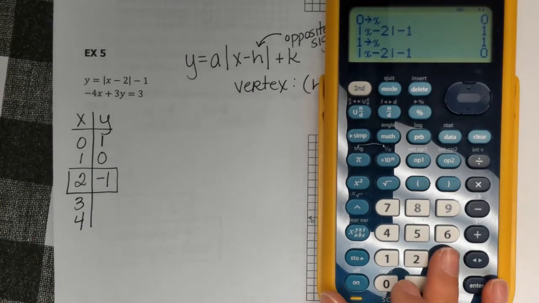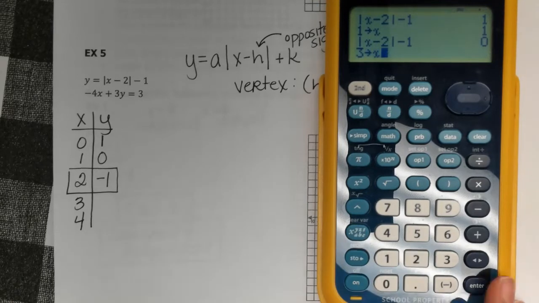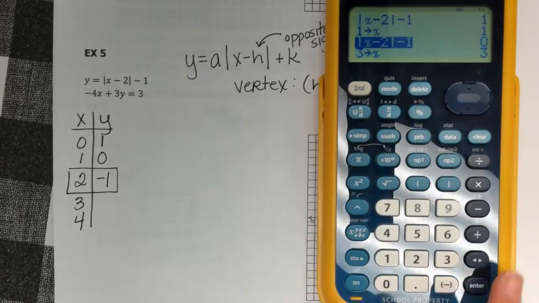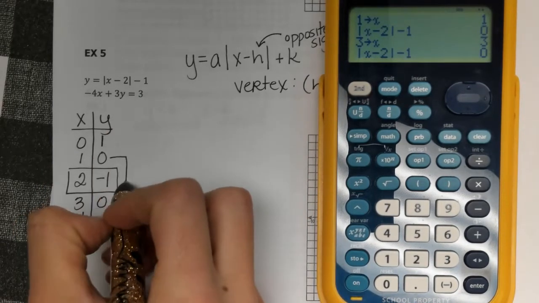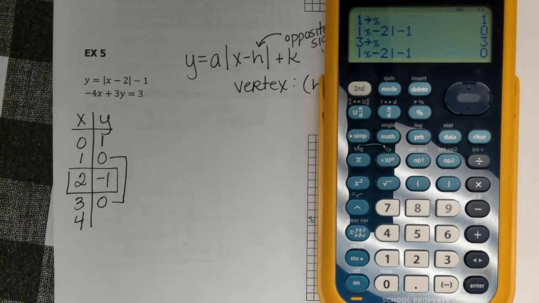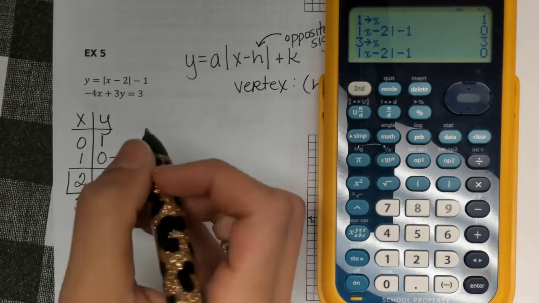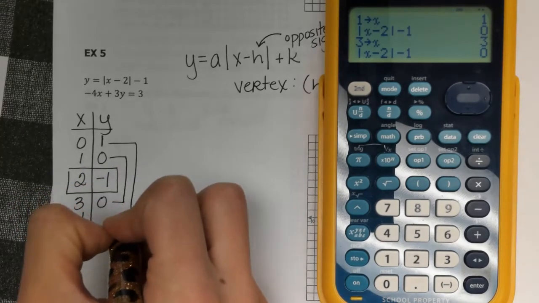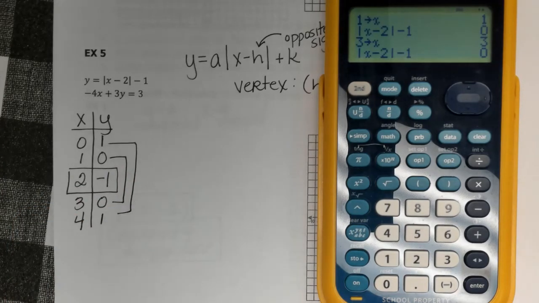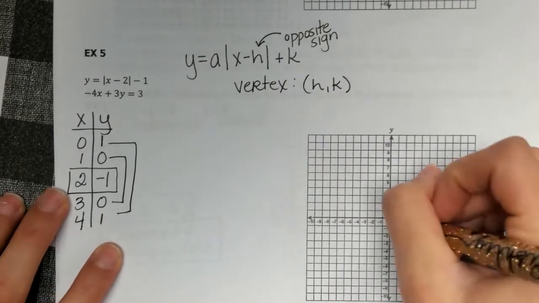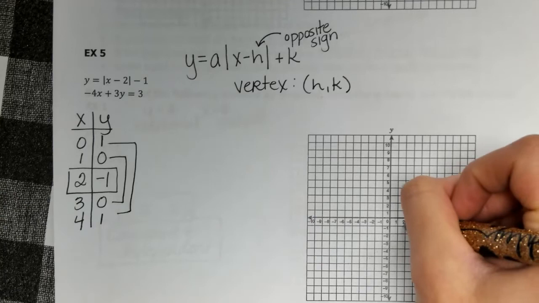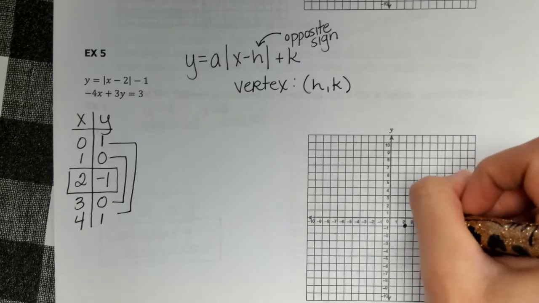Y'all remember doing this? Okay. 3, store for x, go back, that's going to give me a 0. If it did not give me a 0, that means my vertex is wrong, or I typed it in wrong. Okay? So remember that it's a symmetric graph, so that your y values should be mirroring each other around that vertex. Okay? So I'll plot those points and draw. Remember, it makes the shape of a V.